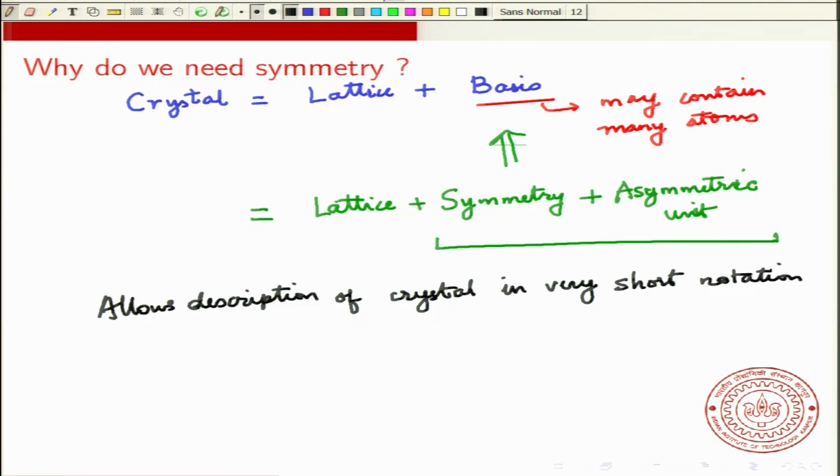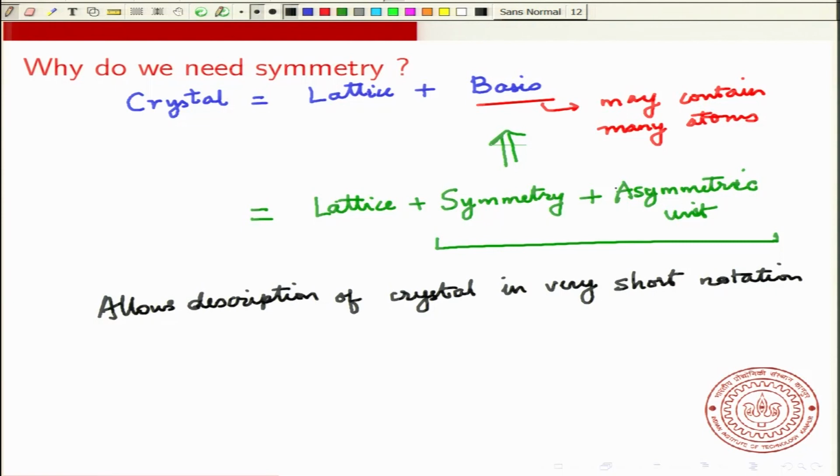So, essentially we will see that we can describe the crystal using a very short and brief notation. You do need to describe what this asymmetric unit is, and we will see a specific example of this. We have already seen it in the case of the diamond cubic.